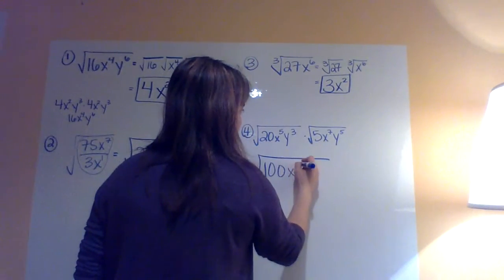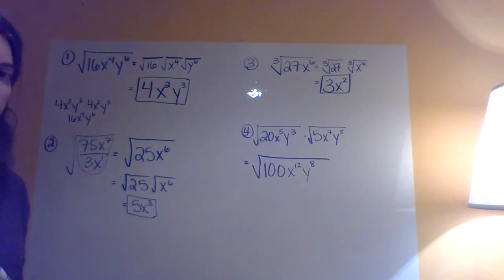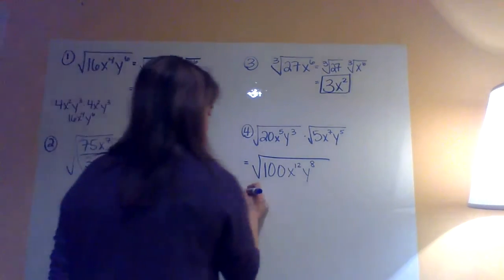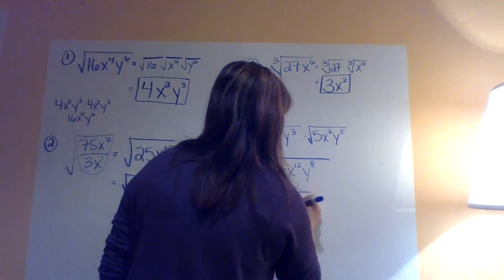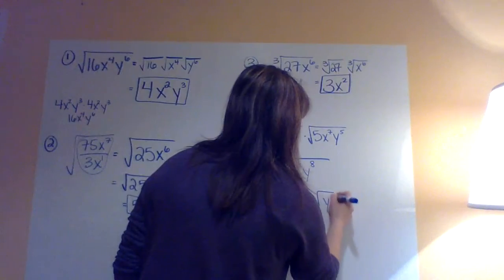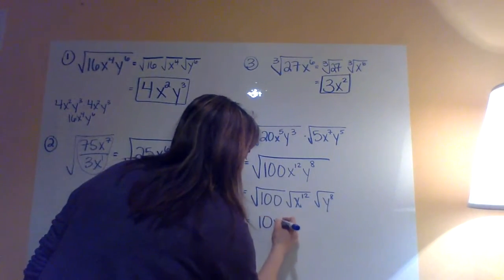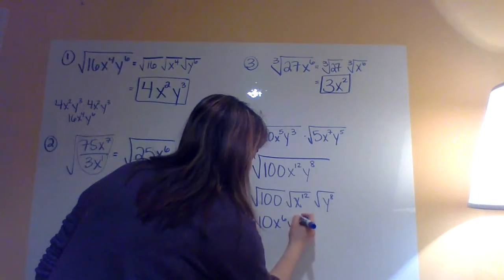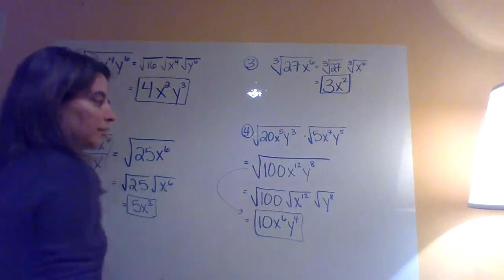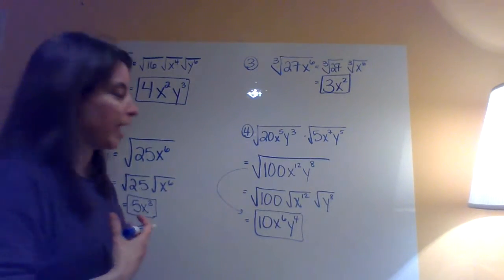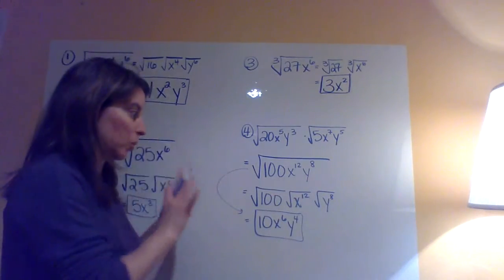I have x to the 12th. I have y to the 8th. Again, let's split it up. Hopefully you're seeing that it looks a little better, right? 100's a perfect square, and the x and the y both have numbers that are divisible by 2. So this is going to be 10, x to the 6th, y to the 4th. Okay. So if you want to go straight from this to this, that's fine. As I said, for whatever reason, it just works better in my brain to split it up and just look at one part at a time.